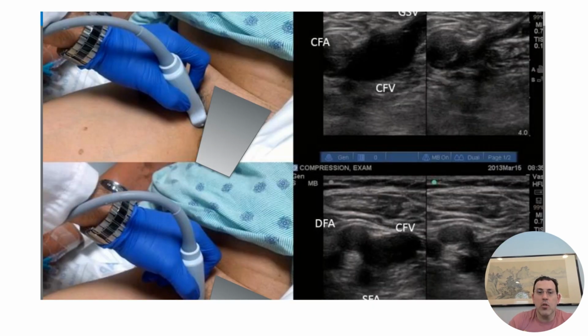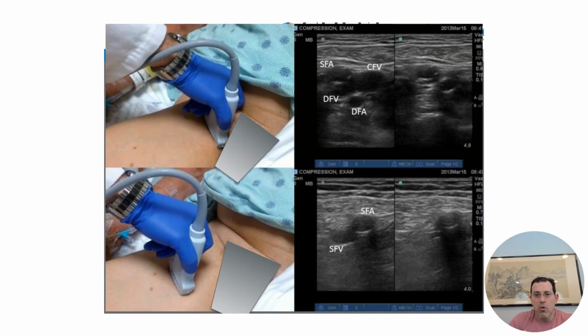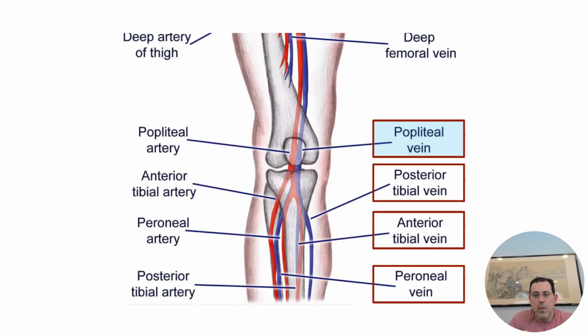And so here's just a picture of someone finding the common femoral vein here at the level of the groin. And again, you're just going to apply pressure and you're going to see if it collapses or not. Here's another picture of finding the common femoral vein just in a slightly different area. You're going to again see if it is collapsible or not.